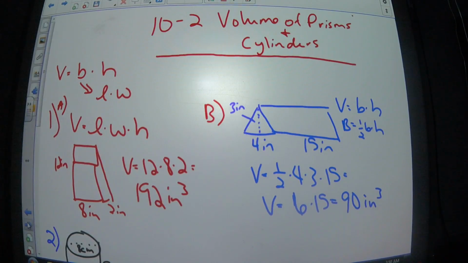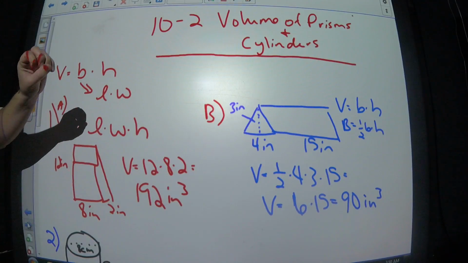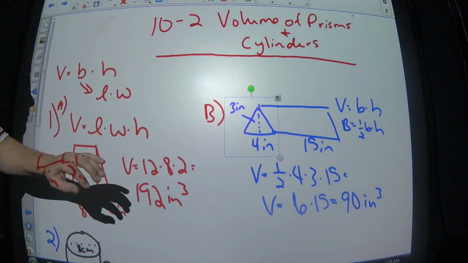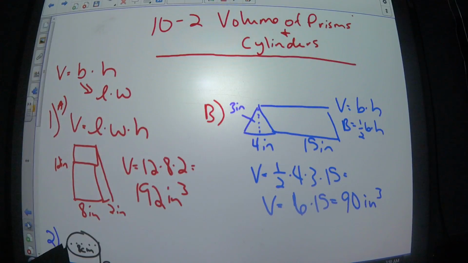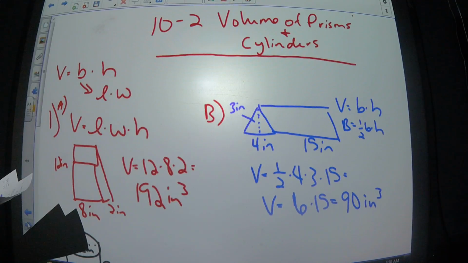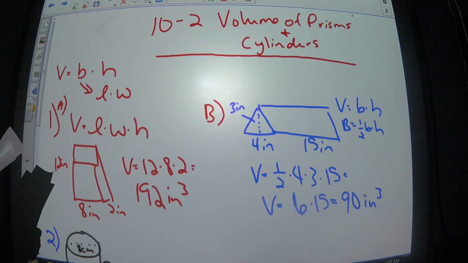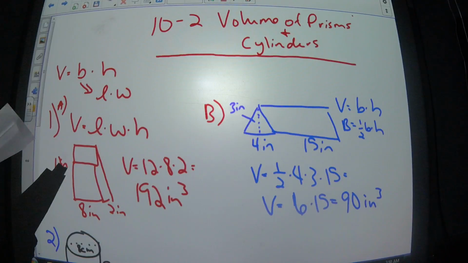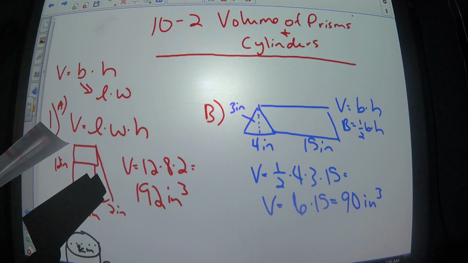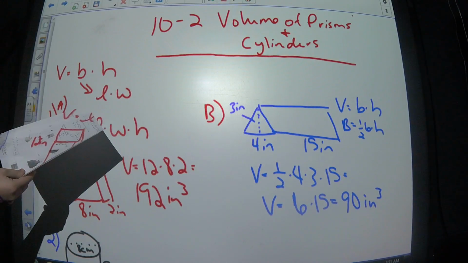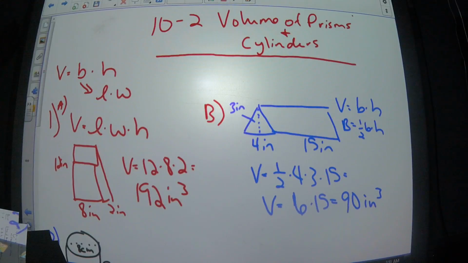And a base tends to be a length times a width, unless it's a cylinder. So if you're talking about rectangular prisms and triangular prisms and you're finding volume, base tends to be length times width, or base times height. So the volume of this rectangular cereal box, this rectangular prism, is base times height, which is length times width times height.